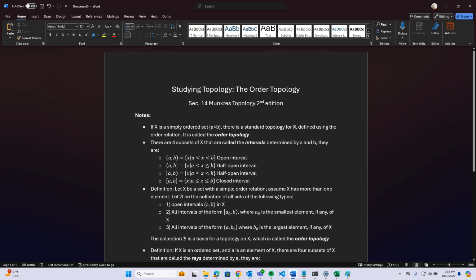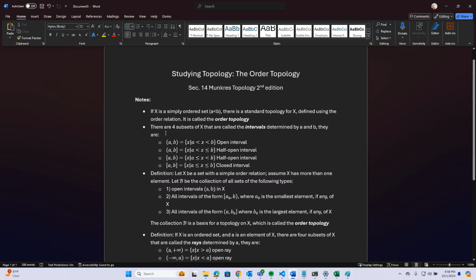So we say there is a standard topology for that set if it is simply ordered, defined using the order relation. So the order relation is an equivalency relation. It's just a specific form of an equivalency relation, and it just holds that A is less than B, for some A or B, right? And we call that the order topology.